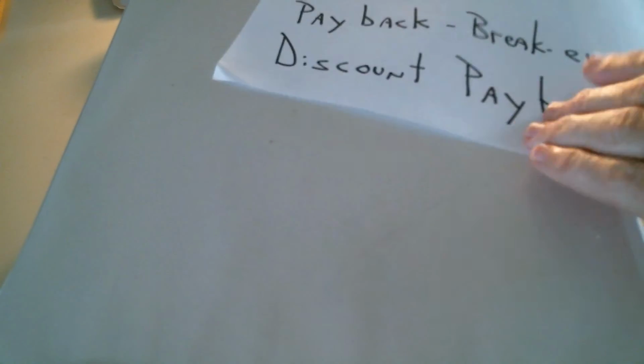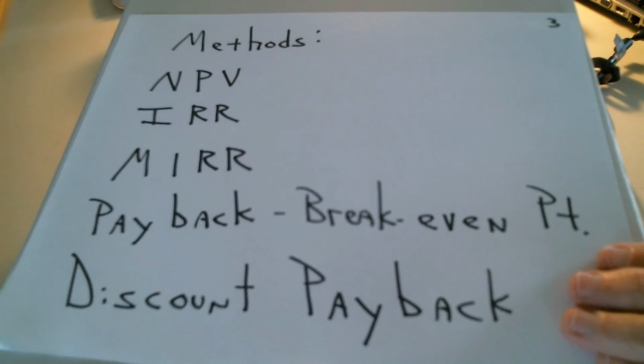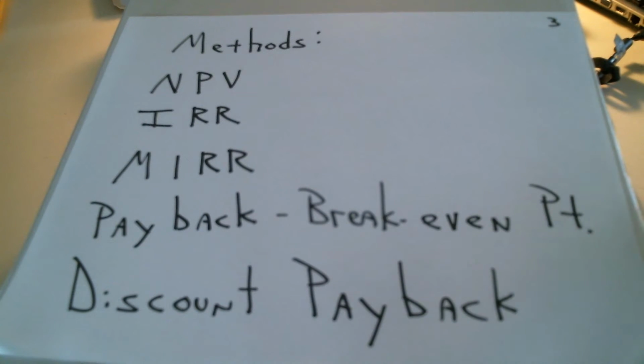So there are a couple of methods that are currently used to determine that in terms of capital budgeting. The ones we're going to go over, there are 5 different methods: NPV, IRR, MIRR, the payback, or commonly referred to as a break-even point, and the last is a discount payback. Okay, so we'll go through each one individually.